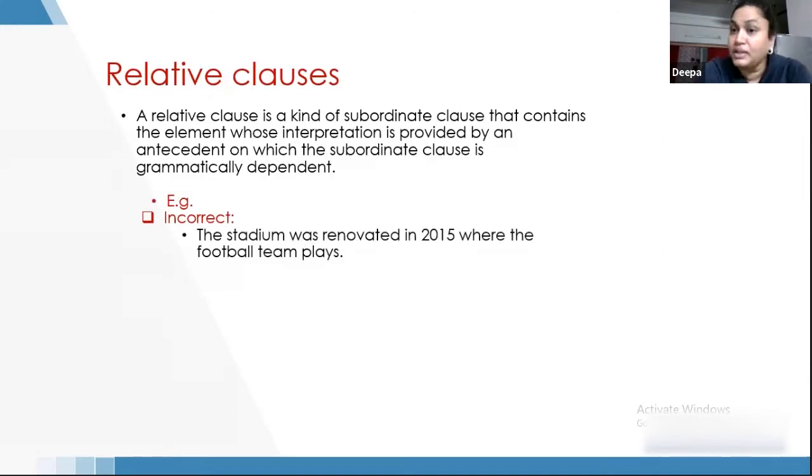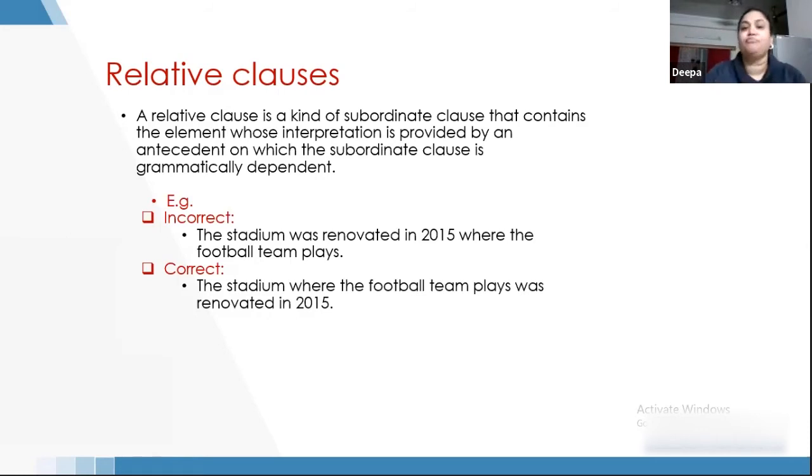Is definitely dependent on the stadium and not on anything else. So therefore, the correct thing should be: the stadium where the football team plays was renovated in 2015. Here, where the football team plays was renovated in 2015 is a dependent clause on the main clause, the stadium. This is what a relative clause is. Relative clauses generally use subordinate conjunctions like when, where, that, whose to elucidate the whole sentence.